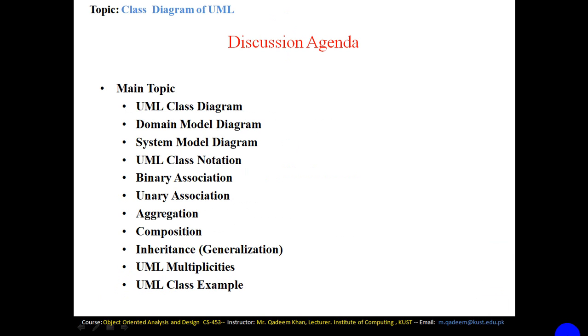This is the discussion agenda. It contains the topics of UML class diagrams. Then we have two types of UML class diagrams, including the domain model class diagram and the system model class diagram. Then we have the UML class notations, and we have the binary association, unary association, aggregation, composition, and inheritance. Okay, and then we have the UML multiplicities, and at the end we will discuss different examples of the class diagrams.